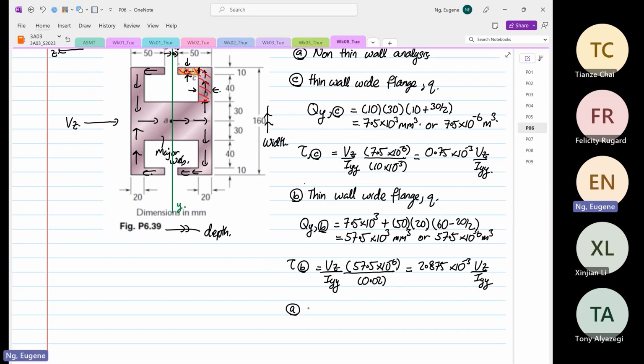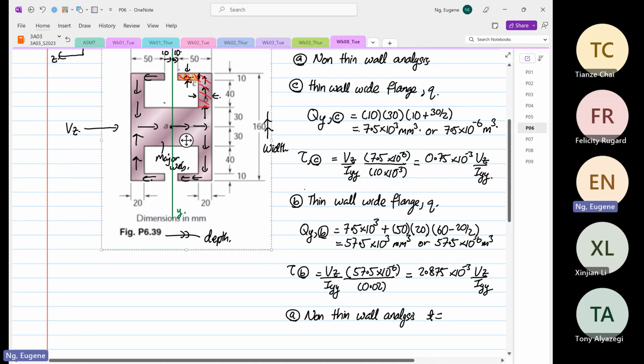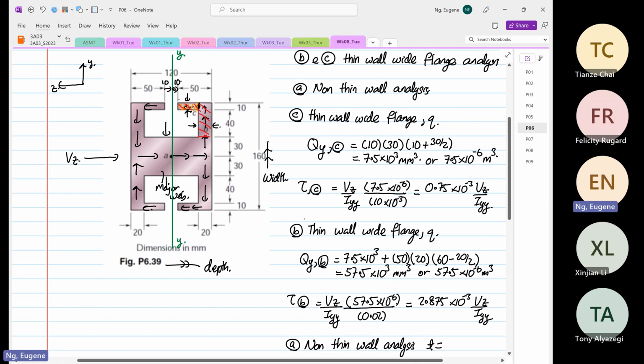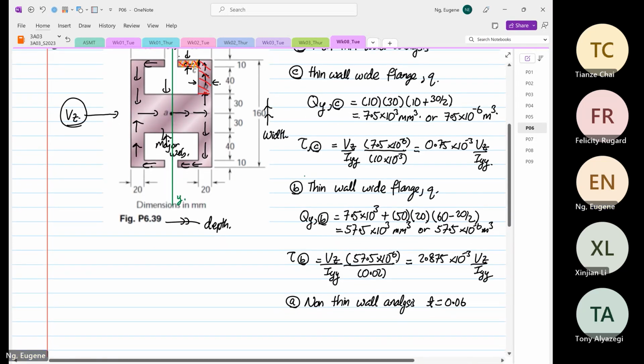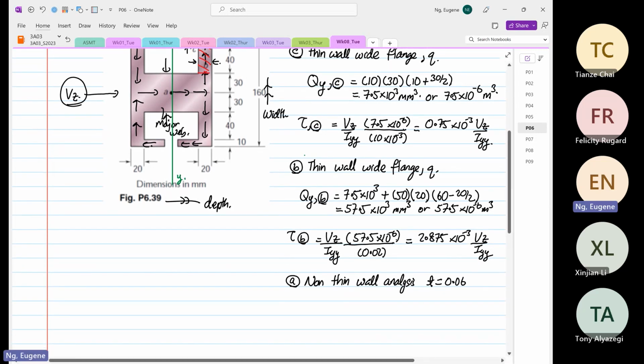right? At point A, we use the non-thin wall analysis. And for the thickness, in non-thin wall analysis, the thickness is perpendicular to the direction of the shear flow. So the thickness now is 0.06. Okay, 0.06. So at point A now, we need Qz or Qy at point A.